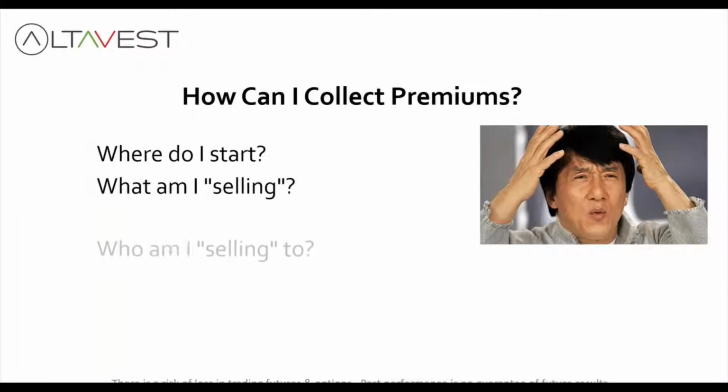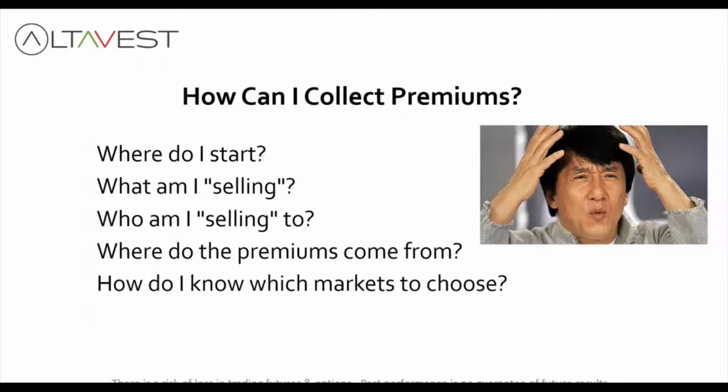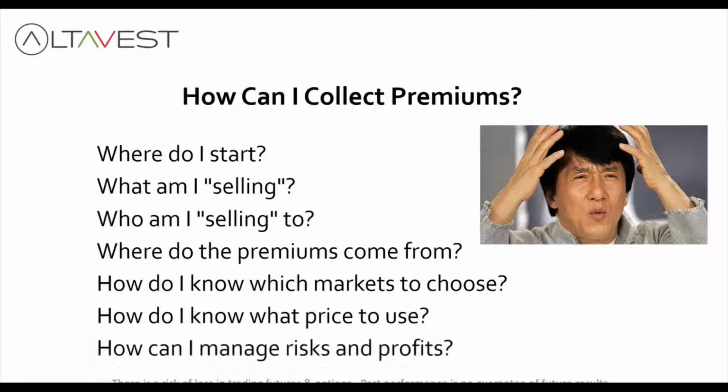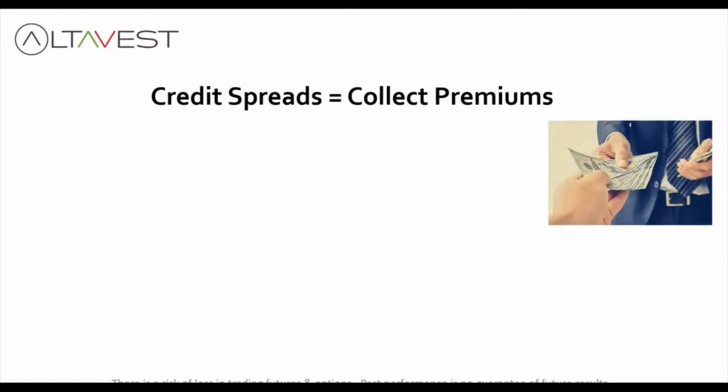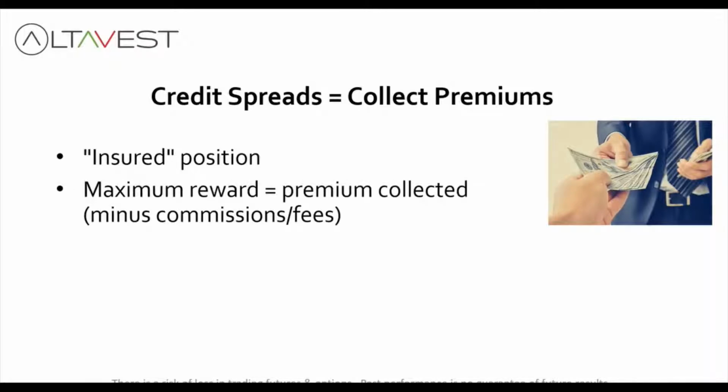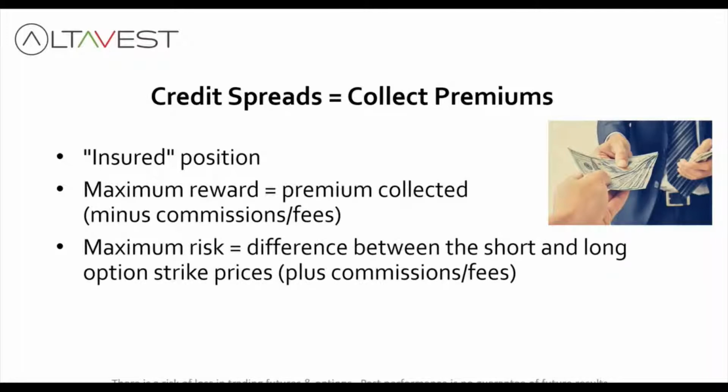Where to start, what to sell, who to sell to, where do the premiums come from, which markets, what pricing, how to manage risk and reward. Well, let's look at credit spreads and maybe answer some of his questions. A credit spread is a strategy that collects option premium. These are insured positions. They have a maximum reward, which is the premium collected minus commissions and fees, and the maximum risk, which is the difference between the short and long option strike prices, plus the commissions and fees. So your risk and reward is predetermined in a credit spread.